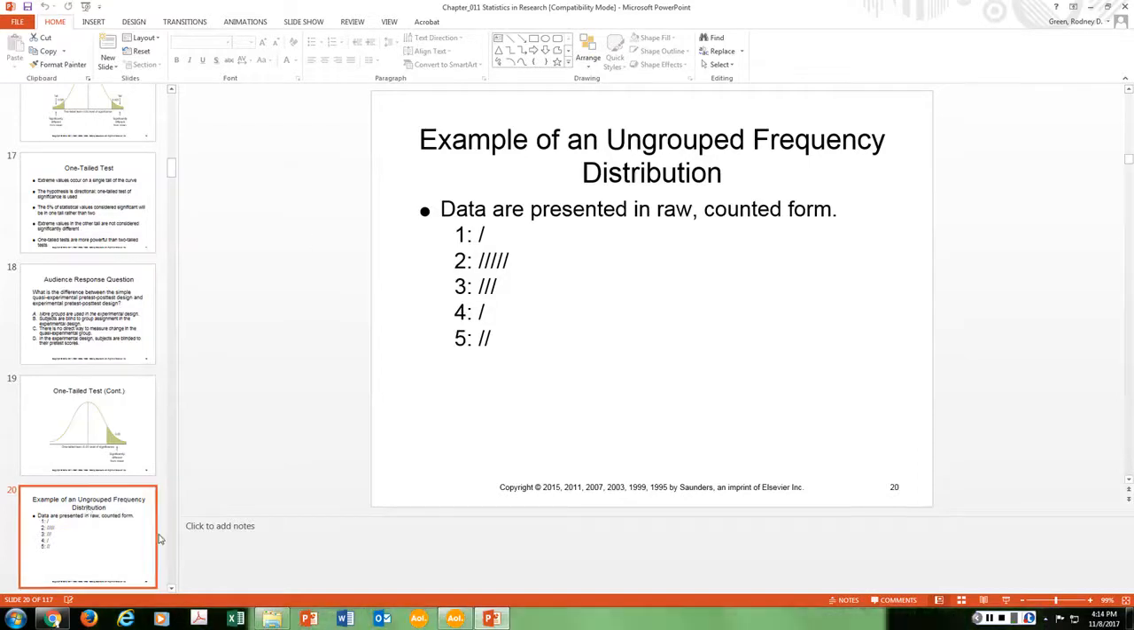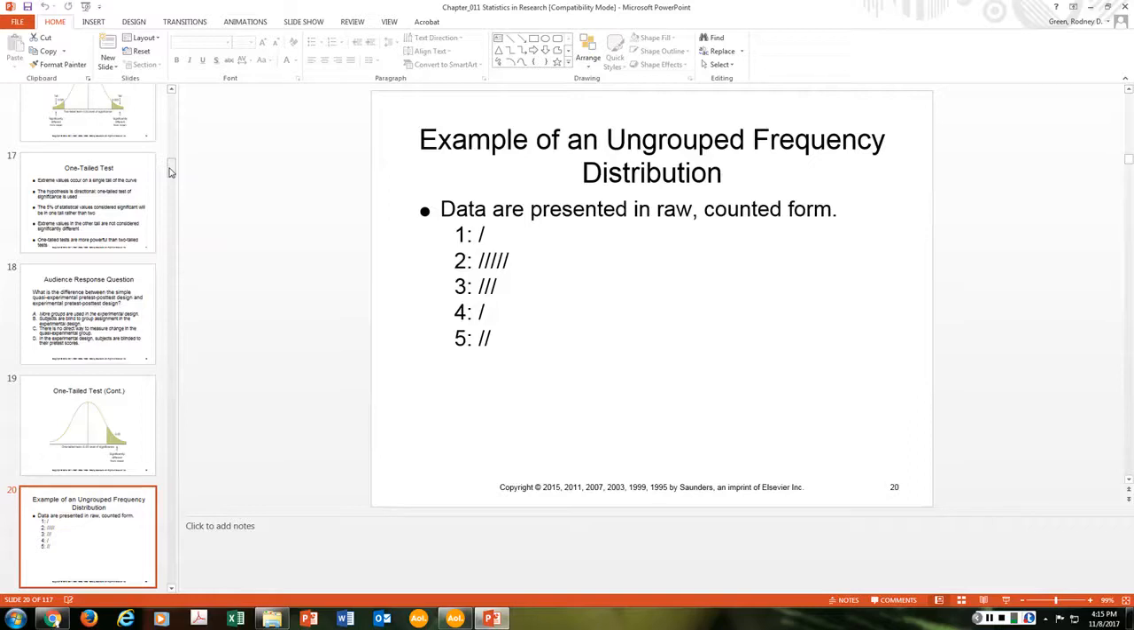Let's go back just a little bit. This is number 20. Let's go back. We were talking about measures of central tendency. One of the ways that data can be displayed, here is an example of what we call ungrouped frequency distribution. So the data are presented in raw counted form.